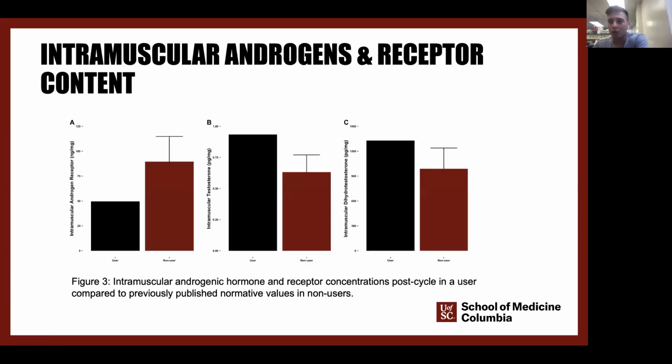And the last thing we'll talk about here is what's happening in the muscle. Again, cross-sectionally, this is what happened. In the black is what is happening with that individual on a cycle, and in the red is what's happening in previously published normative values. We have a decrease in intramuscular androgen receptor content, but an increase in intramuscular androgen concentrations within the muscle, which is very interesting.